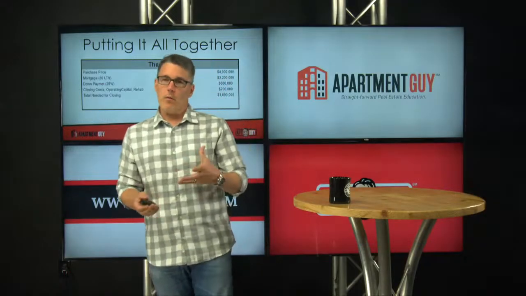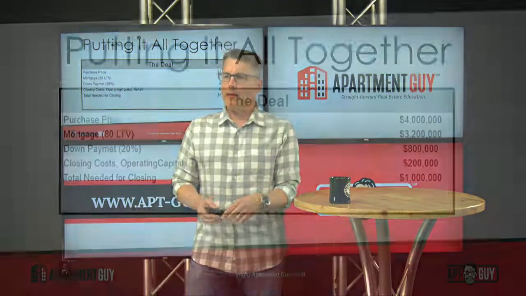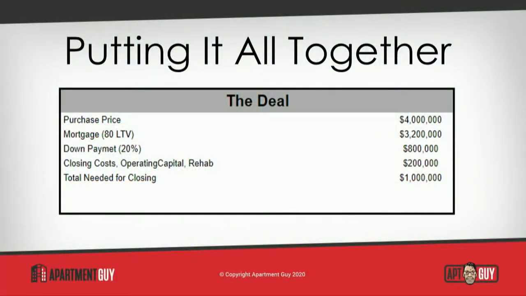So let's put it all together. We'll have some graphics here to make it a little easier maybe. So let's talk about the deal first. So this example deal, the purchase price is $4 million. You take out a loan, 80%, which is 3.2. Your down payment for this property now is $800,000. Your closing costs, operating capital, and rehab, $200,000. So the total needed for closing is $1 million, the $1 million we've been talking about.